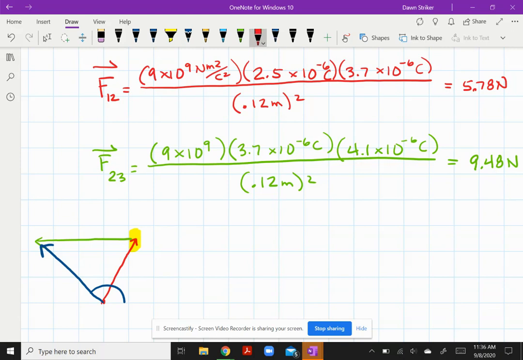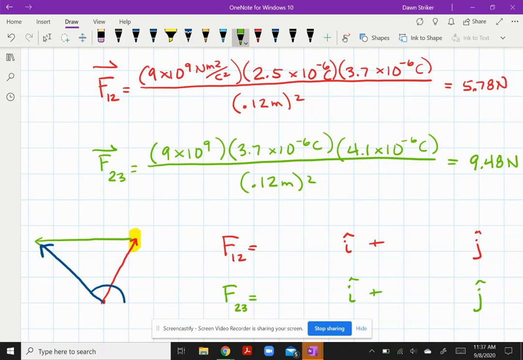So what I'm going to do is write each of these vectors in component form. So F12 is going to be so much in the x direction and so much in the y direction. I'm going to call the x direction i and the y direction j. And then I'm going to do the same with F23. It's going to be so much in the x direction and so much in the y direction.